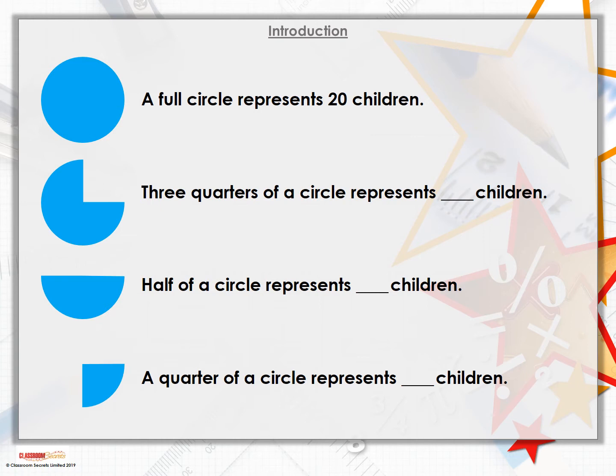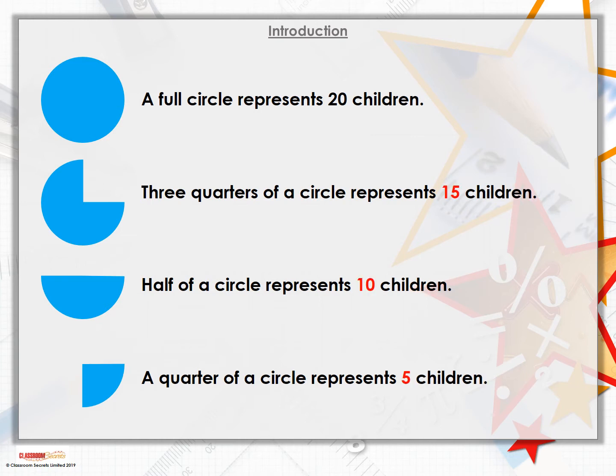So thinking as a whole is 20 as a full circle, thinking about how to work it out, what would you have to divide it by? So it's going to get your brains working this time. So pause the video now and have a little go for me.